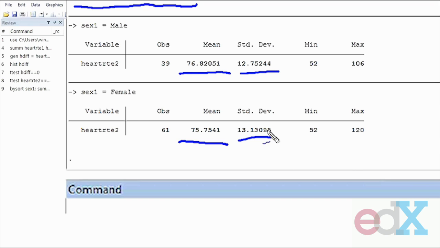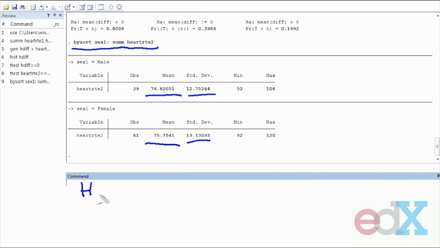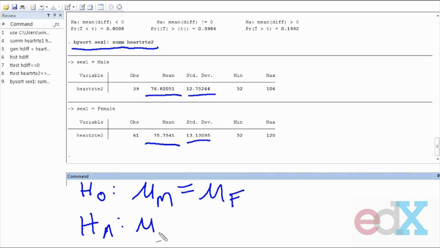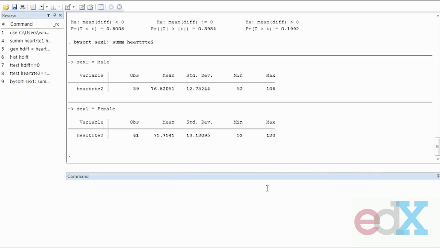They're similar. Now we want to perform a hypothesis test, and before we do that we should write down what our null and alternative hypotheses are. The null here is simply that the mean heart rate for males is equal to the mean heart rate for females. And the alternative, we're going to use a two-sided alternative here. We're just going to say that they're not equal. That's our null and our alternative hypothesis, and now we're going to run the test in Stata.